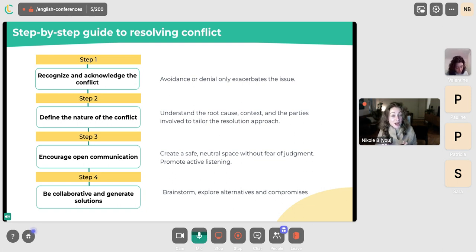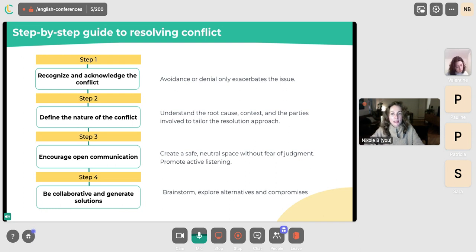Next, you want to define the nature of the conflict. So you want to try to figure out what type of conflict it is. Is it a relationship conflict? Is it a structural conflict? That makes it easier for you to find a solution. Step 3 is you want to encourage open communication.